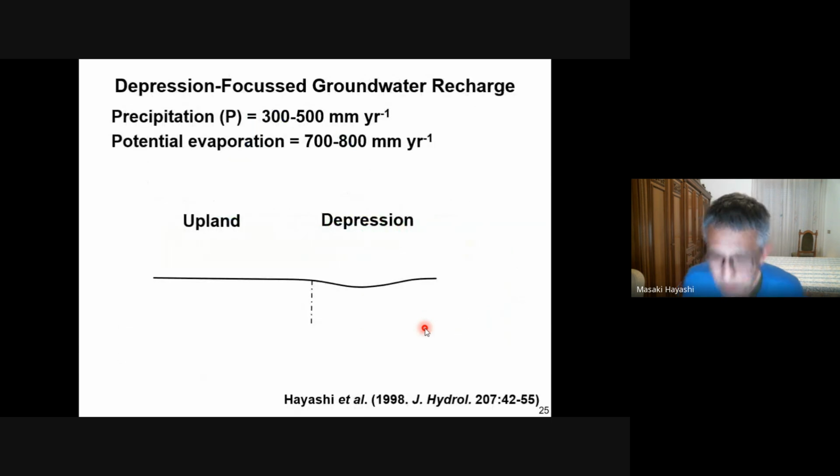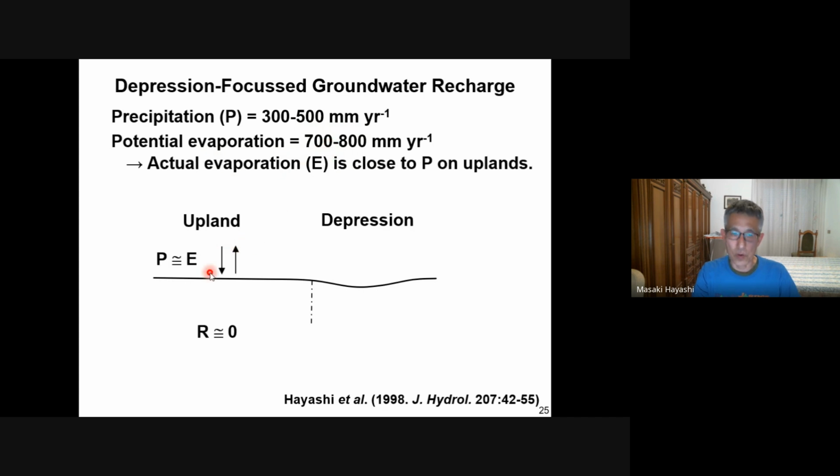So here's a schematic showing the importance of depression-focused recharge. As I said, we only get about 300 to 500 millimeter of precipitation, and the potential evaporation is much higher, 700 to 800 millimeter per year. And this happens during the growing season when we have much of the precipitation. Therefore, the actual evaporation is close to precipitation on uplands. The plants take up as much water as available, so there's no groundwater recharge on uplands.